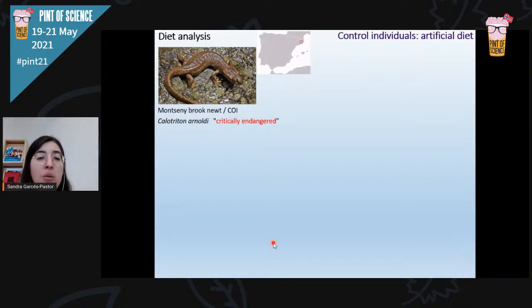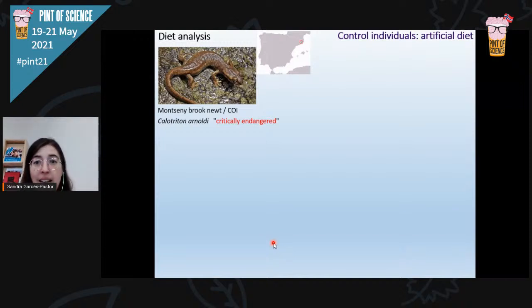So I'm going to go to this study that is about the Montseny brook newt. It's a critically endangered salamander that lives in Catalonia, in the Iberian Peninsula, in just one natural park there. Its population is really, really endangered. So they wanted to check if they could see what this animal feeds on.